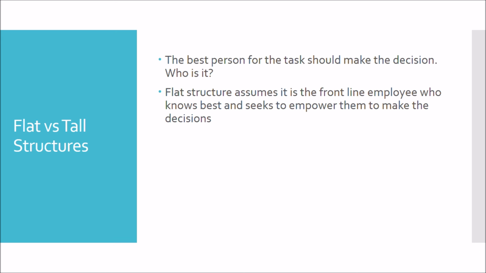A flat structure assumes that it's the frontline employee who knows best, and what a flat structure is going to try and do is seek to empower them to make the decisions. So it's going to give them as much accountability, but also as much autonomy as possible. So that's what a flat structure is trying to do. It's trying to drive the decisions down.